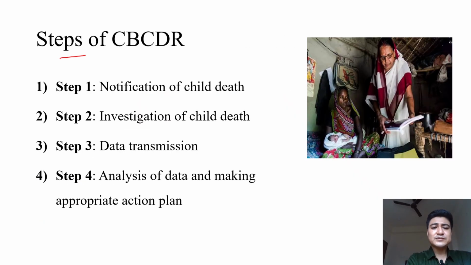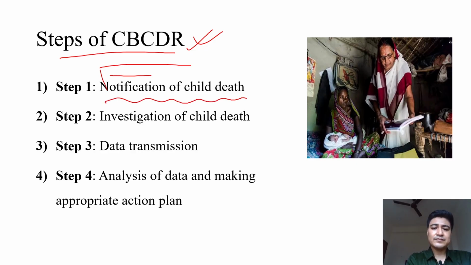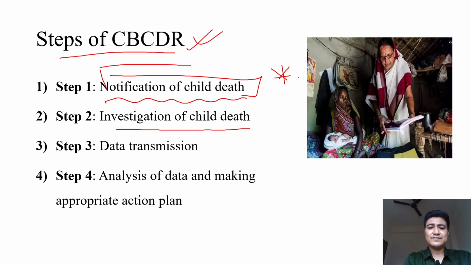How it is, let us see. What are the steps of community-based child death review? Just like the maternal death review, the number one and foremost important point is the notification of the child death. It is very important. First, we have to notify it to the health facility. Secondly, after notification, the investigation will be done. How it will be done, we will be discussing in the subsequent slides. But as of now, we have to remember that the investigation is done.